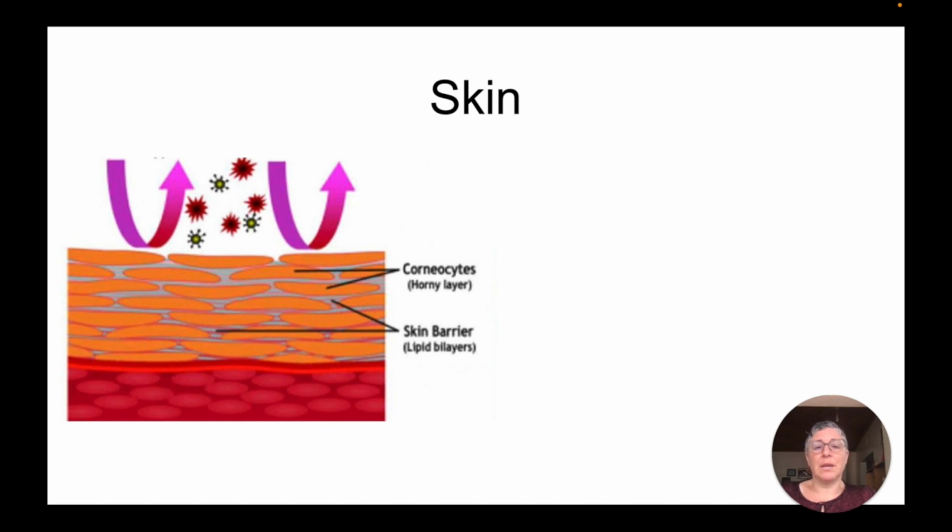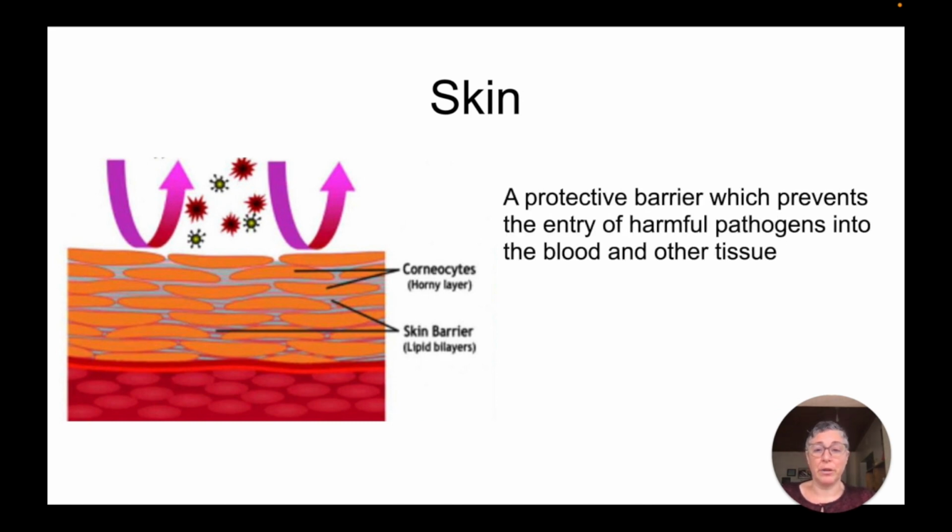So the first one we have is skin, and basically the skin is a protective barrier that's going to prevent the entry of harmful pathogens into the blood or other tissue. Now, of course, this barrier can be breached. If you have a wound, the skin is cut, then microorganisms can enter the bloodstream. So it's only as good as it's being an actual barrier.